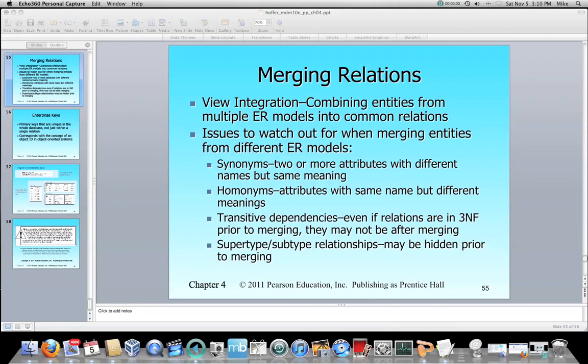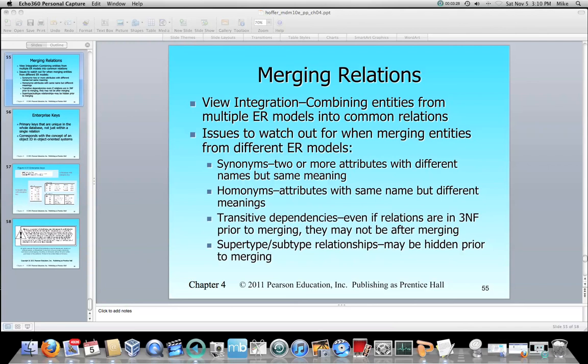And then we talked about transitive dependencies. So even if relations are in the third normal form prior to merging, after you merge the data together, you have to analyze the entity or the relation to make sure that it doesn't have transitive dependencies in some way, shape, or form after putting two pieces of data together.